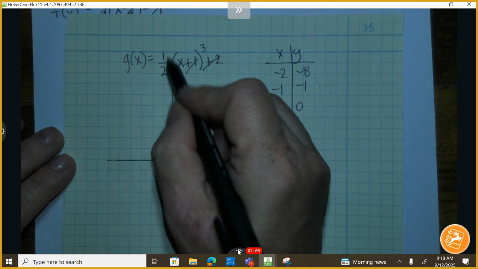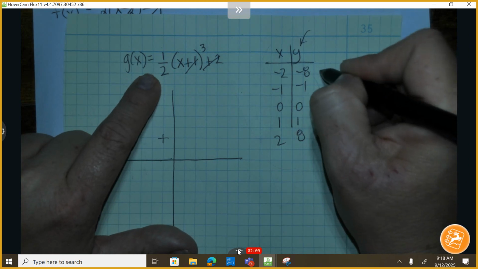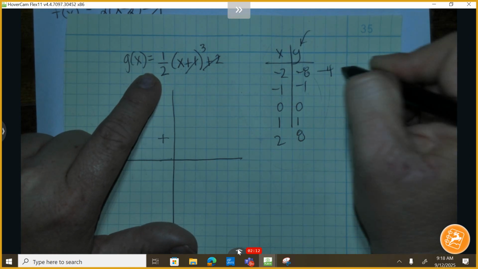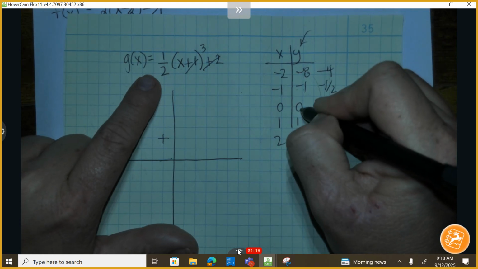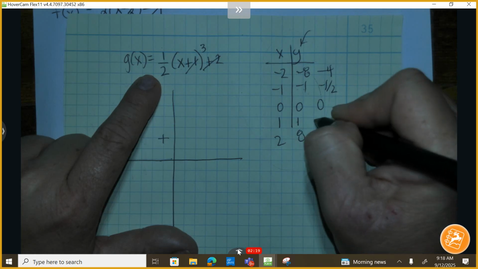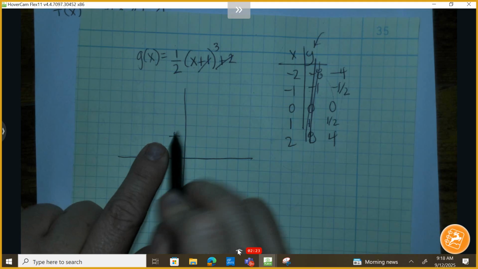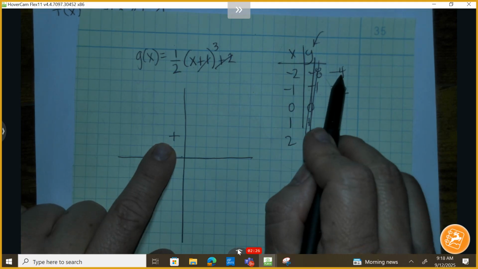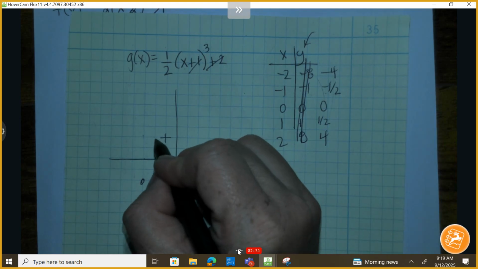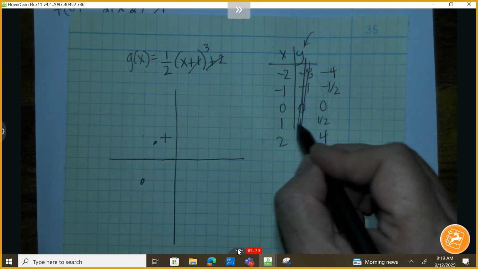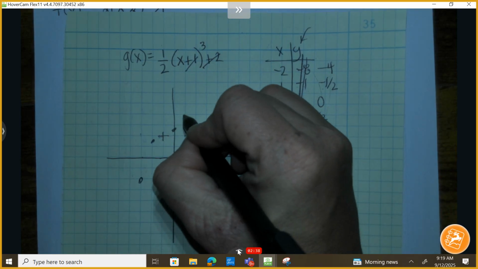Now this is directly in front of the parent function. It's going to be multiplied by the y's. So half of -8 is -4. That means -8 times 1/2 is -4. Half of -1 is -1/2. 0 times 1/2 is 0. Then 1/2 and 4. So when I graph this, from this point I would go left 2 and down 4. Left 1, down 1/2. Here's my 0, 0. Right 1, up 1/2. And right 2, up 4.